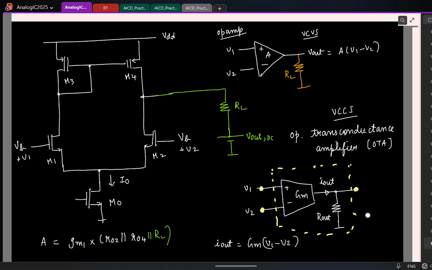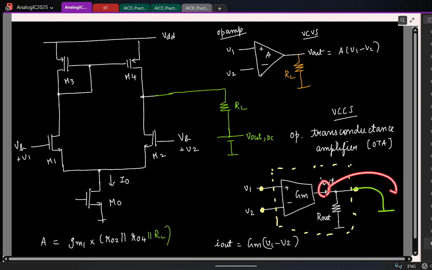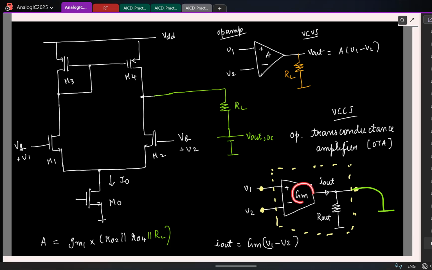So now let us say I want to measure this GM of this OTA. I have access to these two input terminals and this output terminal. How will I measure the GM in practice, do you think? I will short circuit this output. So which means all of this current I out will flow through the short circuit and you can measure. And that's what we saw. This is essentially your short circuit GM of this circuit. Is that okay?